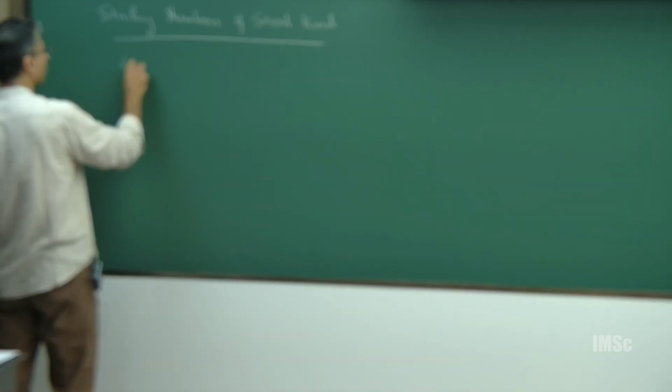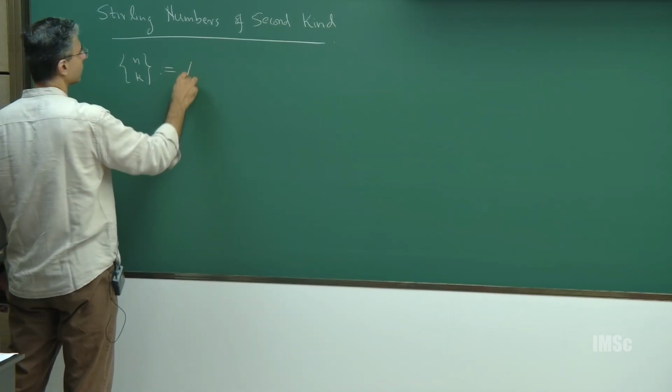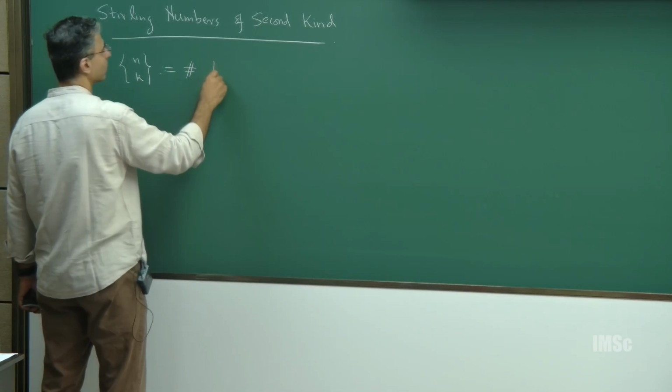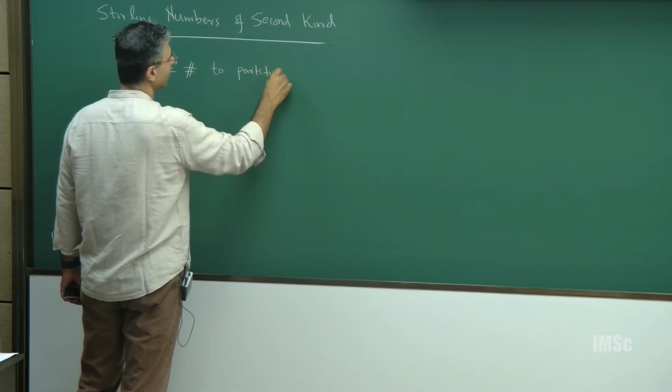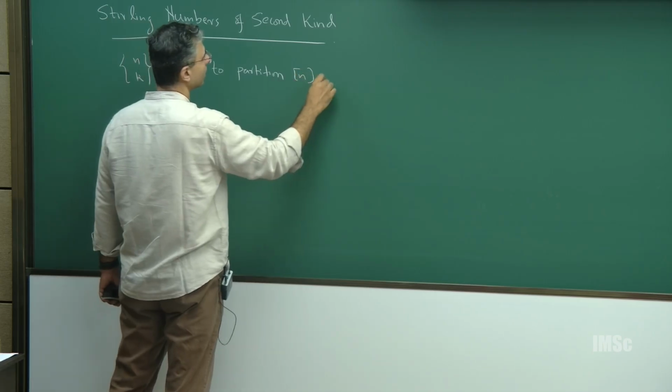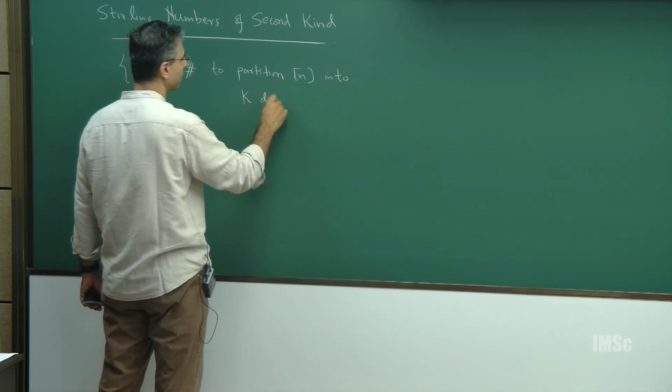Right, so we define this number n curly k as the number of ways to partition a set of size n into k disjoint subsets, non-empty disjoint.